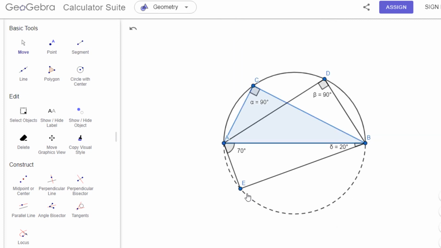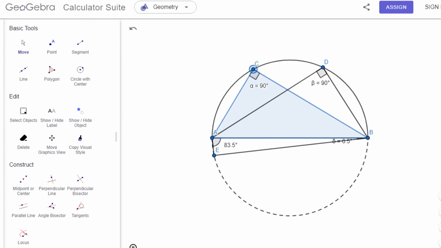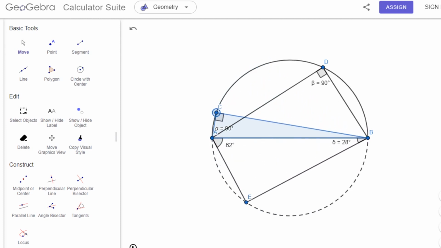So angles in a semicircle add up to what? They form a 90, as you can see. So this is very useful stuff. Alright, that's the end of this video.